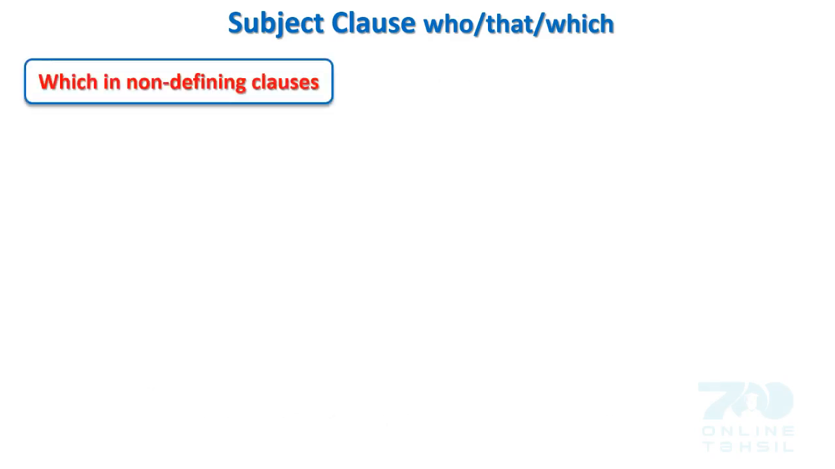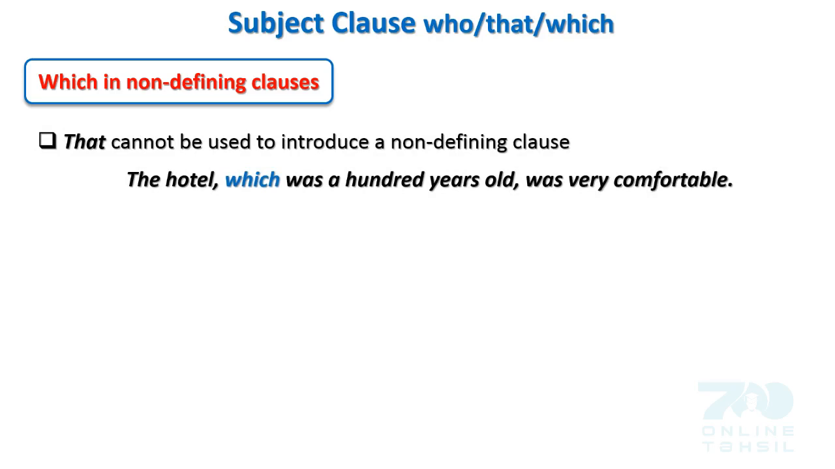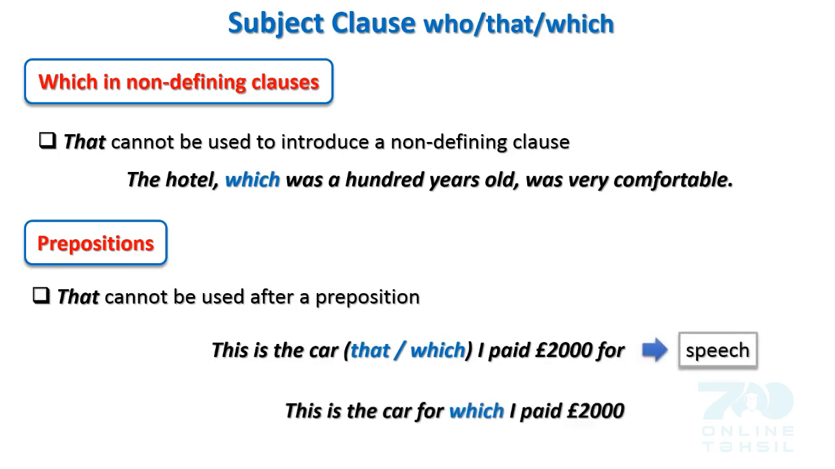Which in non-defining clauses. That cannot be used to introduce a non-defining clause. The hotel, which was 100 years old, was very comfortable. Prepositions. That cannot be used after a preposition. This is the car that, which, I paid £2,000 for. Speech. This is the car for which I paid £2,000. Formal.